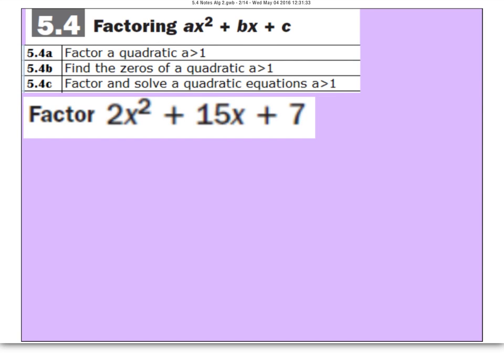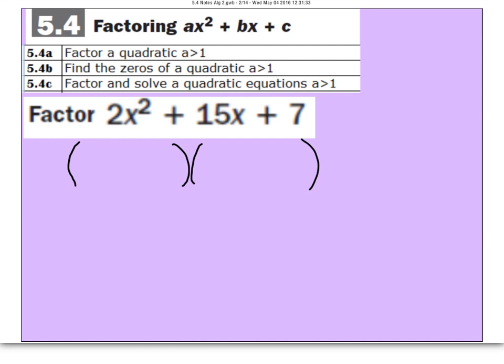For Learning Objective 5.4a, we're going to factor quadratics again, but this time when the number in front of the x squared is greater than 1. So let's start off by looking at this particular example. It works the same way as we did the other day. Remember, we're going to take this trinomial and put it into two groups of two binomials.